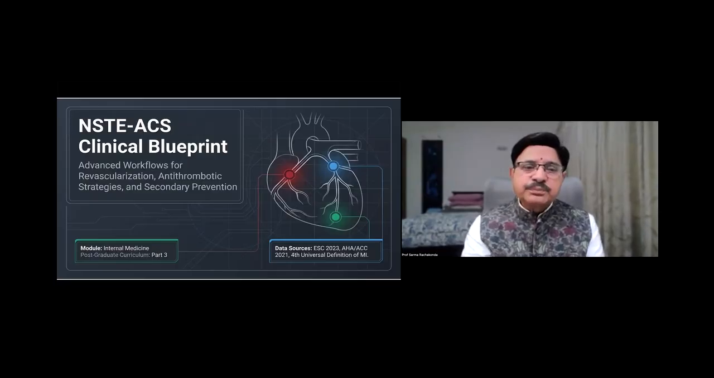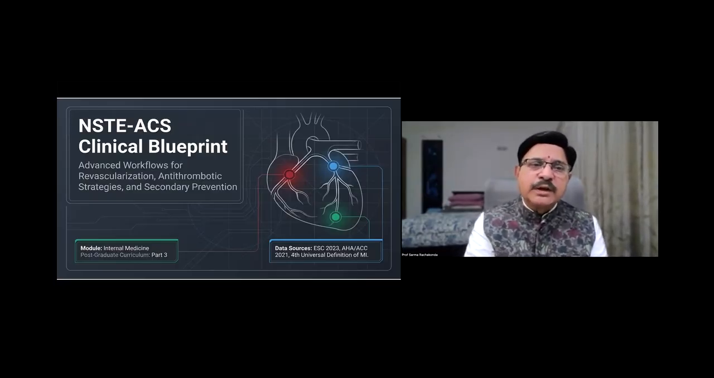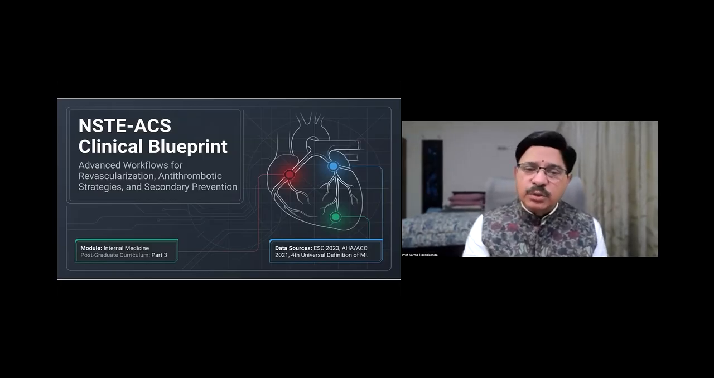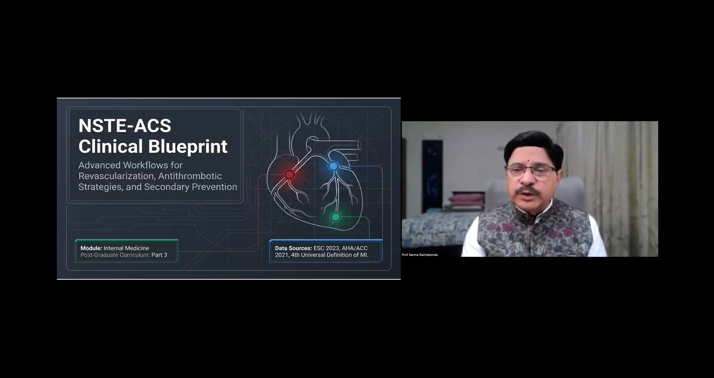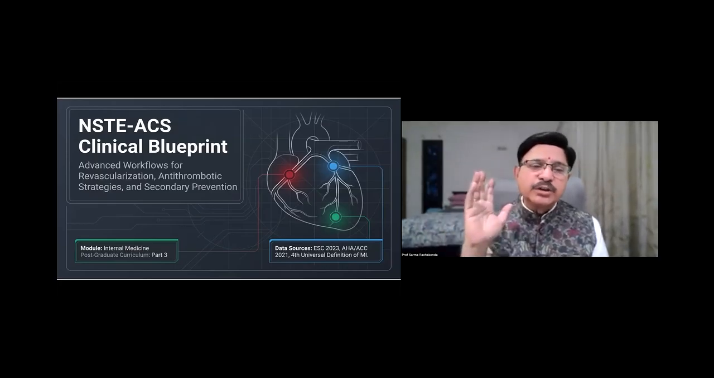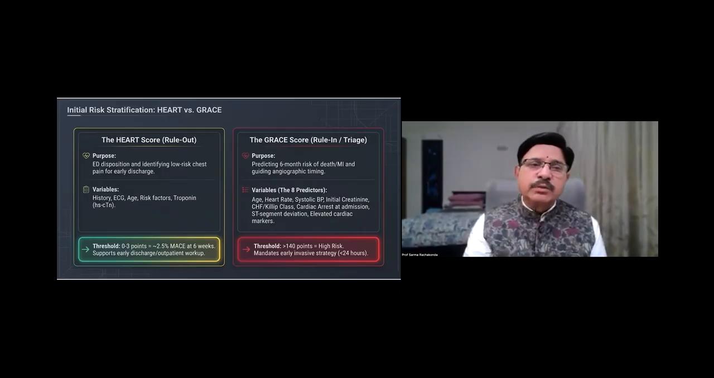Now, this is the third part, the clinical blueprint of advanced workflows for revascularization, antithrombotic strategies, and secondary prevention also. Again, this is based on European Society of Cardiology 2023, AHA-ACC 2021, and the Fourth Universal Definition of Myocardial Infarction. This is again part 3 of them.